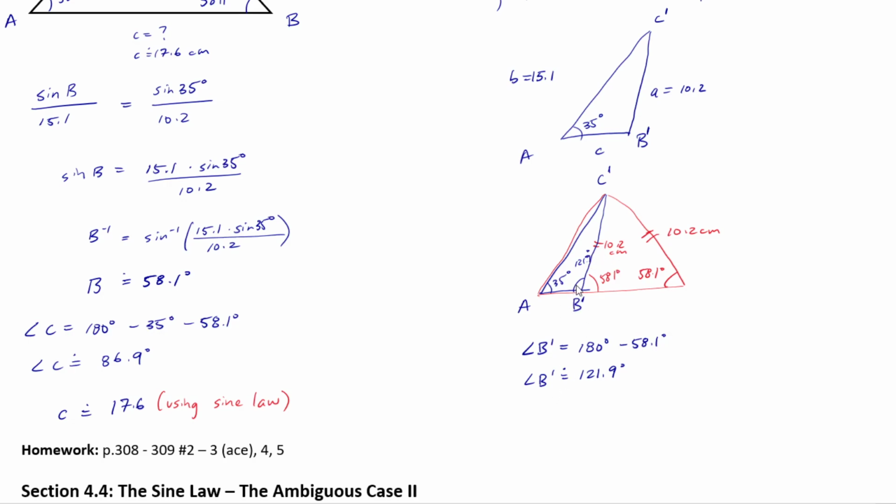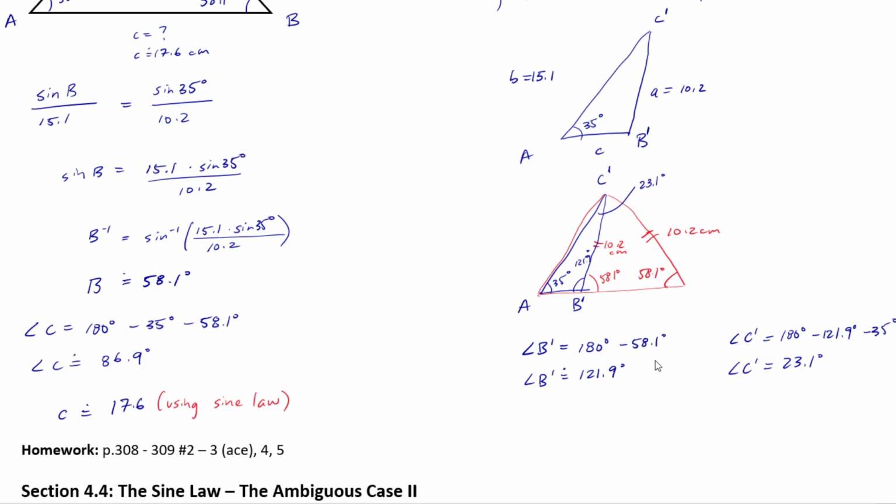That's angle B prime. And angle C prime can now be found by doing 180 degrees minus 121.9 degrees minus 35 degrees. And so angle C prime is equal to 23.1 degrees. Okay, I've solved all my angles.